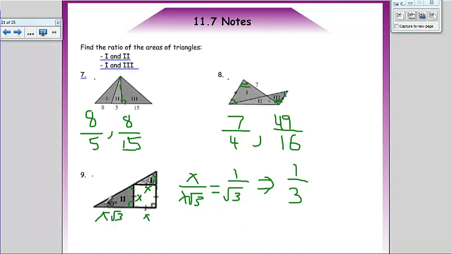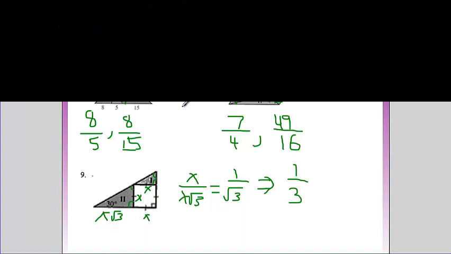Quite a variety of questions here, based off the two types: the similar figures theorem, and then looking for a common height. Something that overlaps can be a little bit sneaky. All right, good luck.